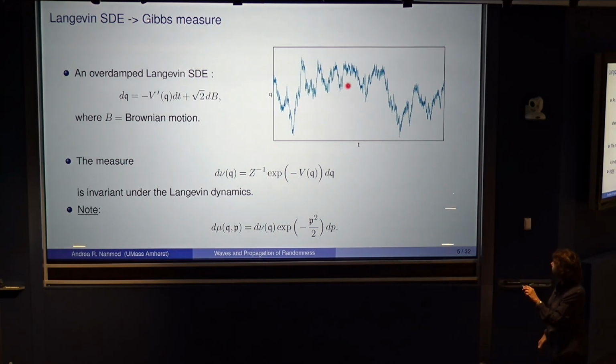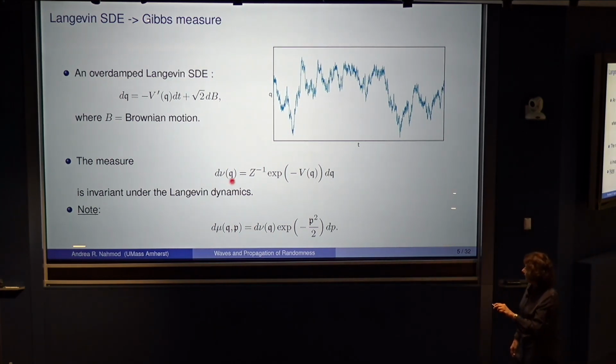And this plot is due to Bjorn, and it is a plot of what the solution would look like. Anyway, the measure here will be defined as d nu of q being the exponential of minus V times the Lebesgue measure, with the normalization. And this measure is also invariant under the dynamics of this overdamped Langevin stochastic differential equation. To see that is a little bit more complicated, but it essentially follows from Ito calculus.